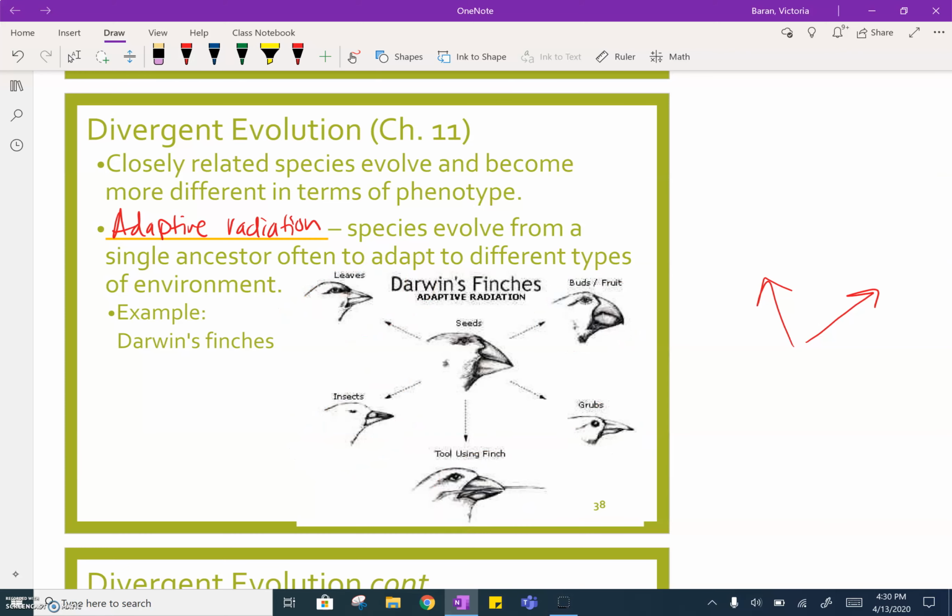And again, this occurs through natural selection and or any of those other driving forces, but natural selection being the main one, in that certain species are selected by nature in order to survive because they're best equipped for that type of environment.